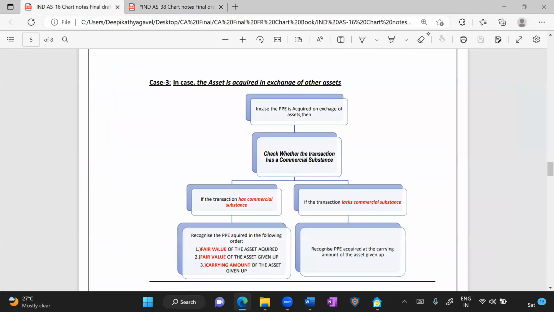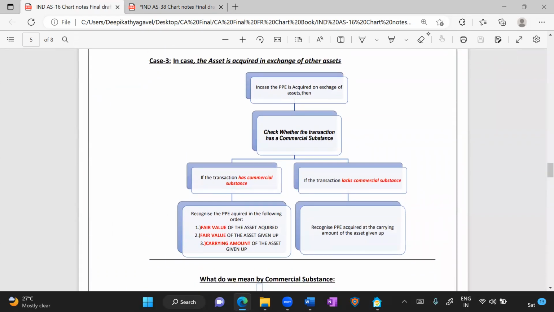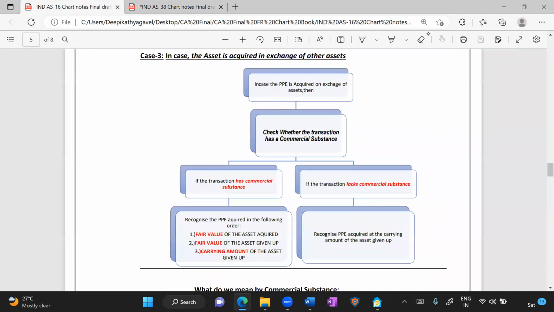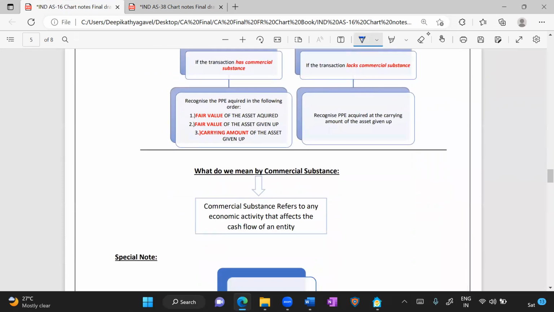So let me go to the notes of IND AS 16. Of course, here instead of PPE, intangible assets will come, but the concept remains the same. Whenever you are acquiring intangible assets on an exchange basis, first you will see whether the transaction has a commercial substance or does not have a commercial substance. Now, what do you mean by commercial substance?